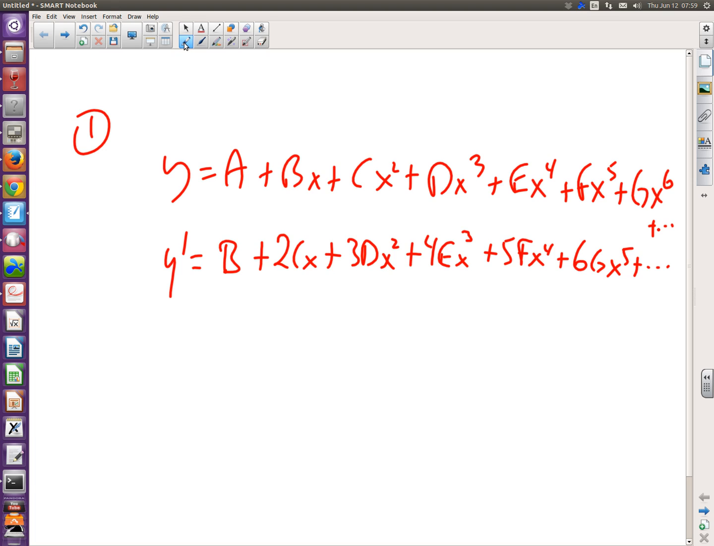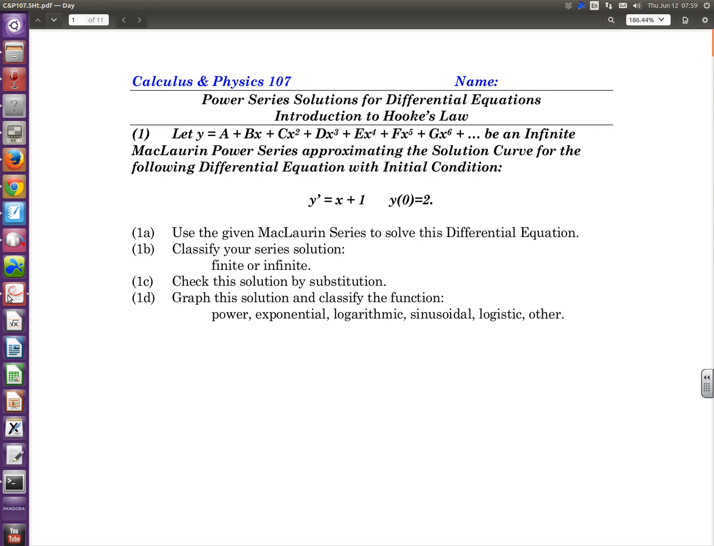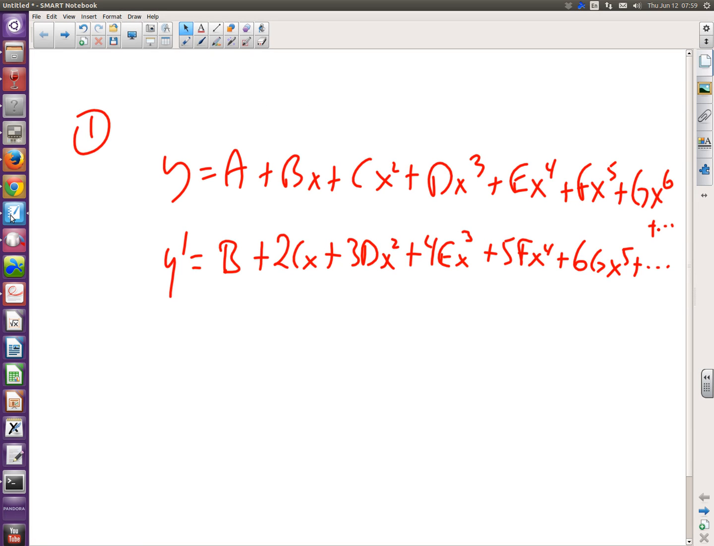Now remember the equation we're solving. It says that y prime equals x plus 1. And one other thing. Not only is y prime equal to x plus 1, we have an initial condition that y of 0 is 2. So right away, if I plug in 0 for all the x's in the first line, that tells me all the terms zero out except a equals 2, right?